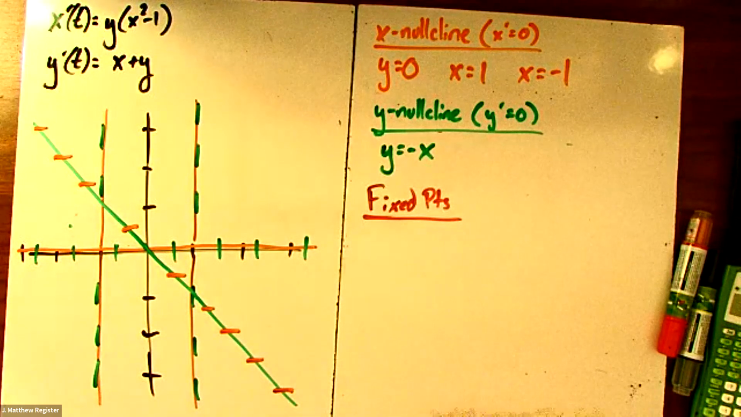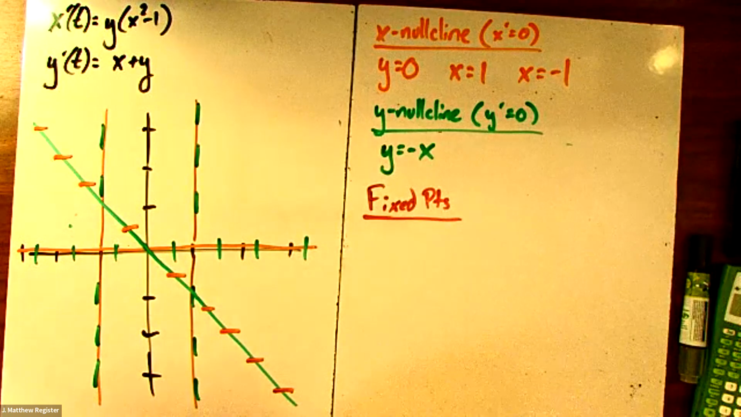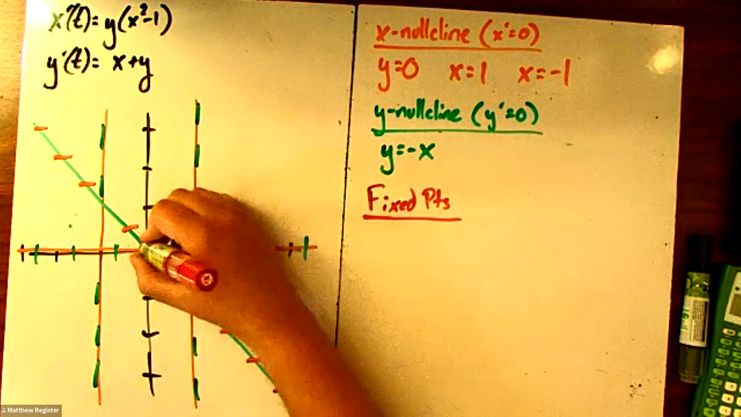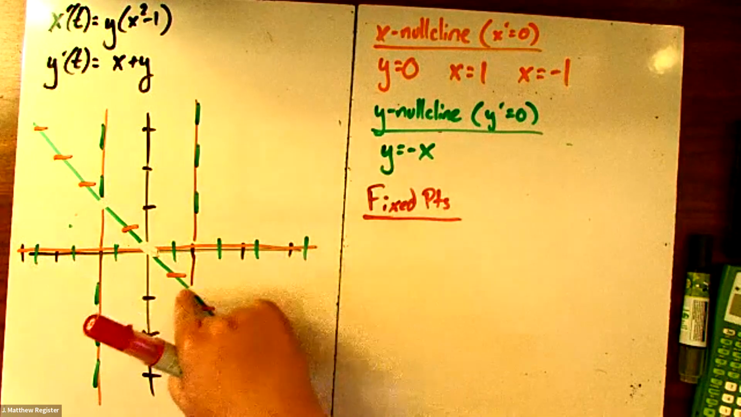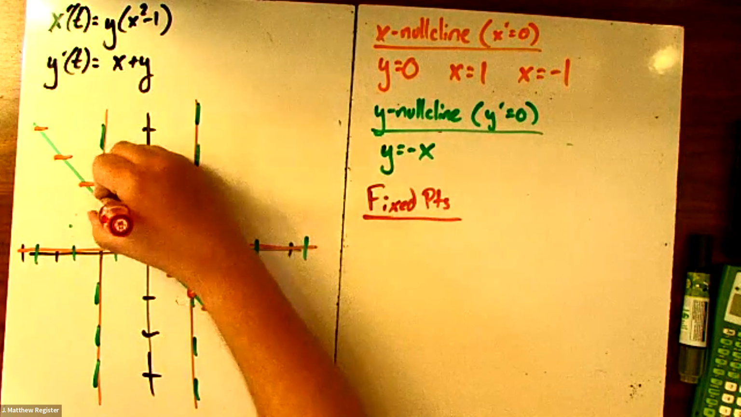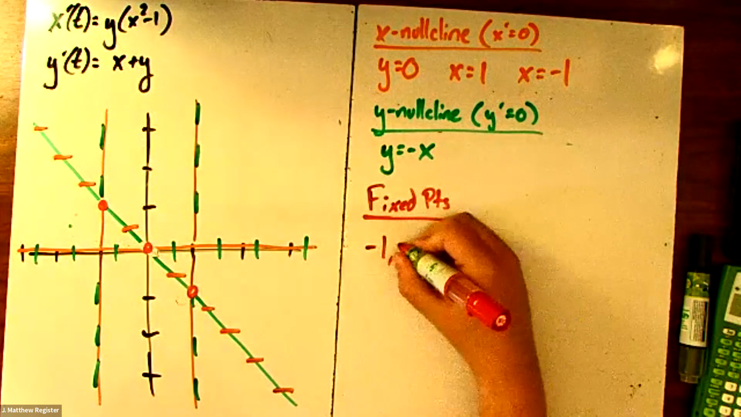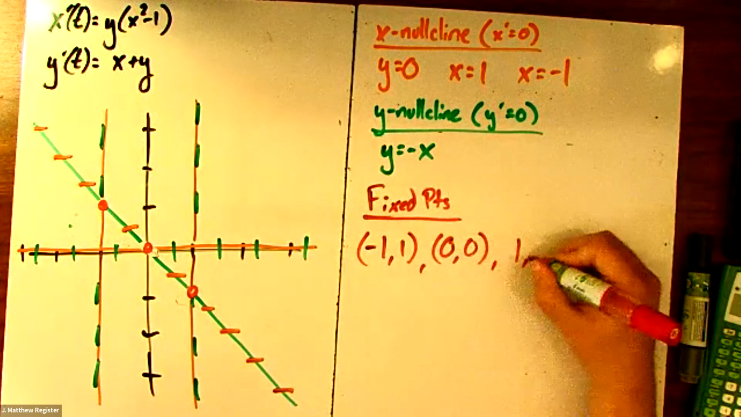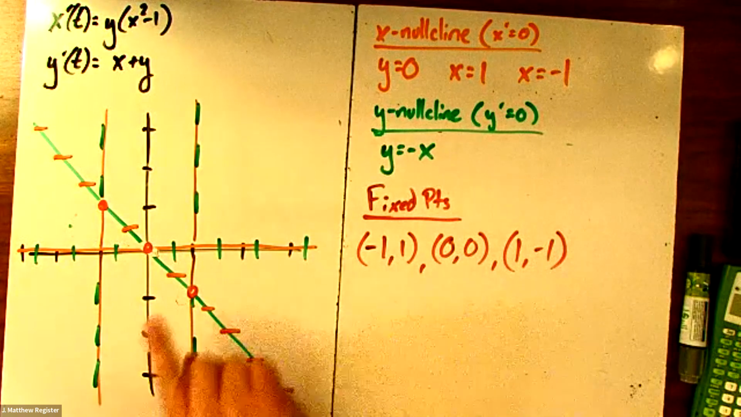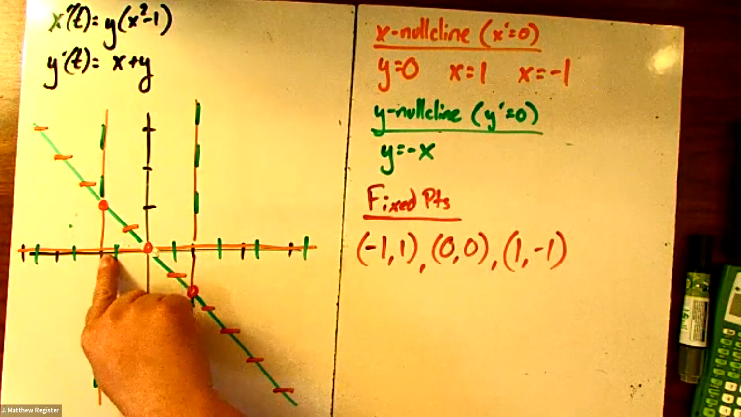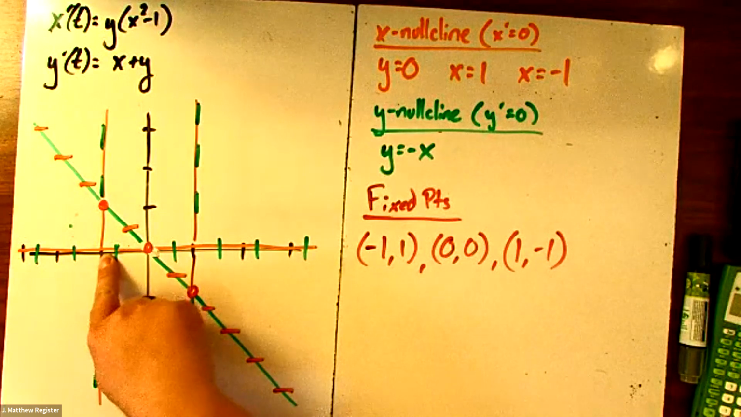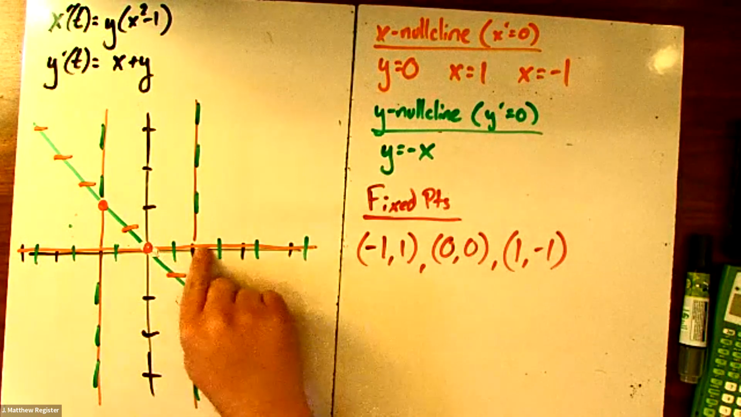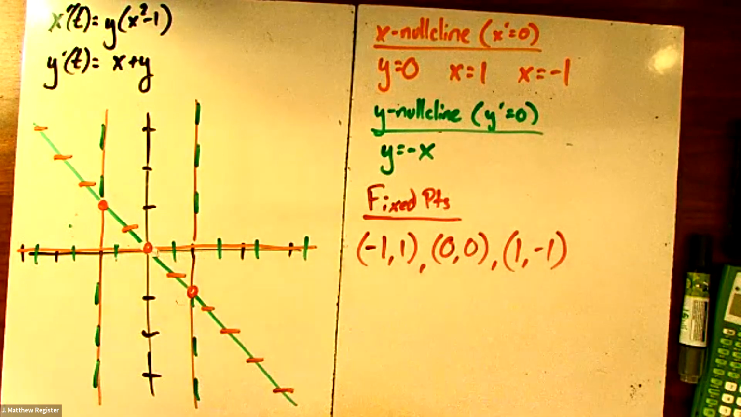Now we just have to figure out where our fixed points are and then figure out what's happening in each region. In this case, our fixed points are where the green and the orange lines cross, and they cross at 3 points: (-1, 1), (0, 0), and (1, -1). These 2 points here we would not include because only the x null line is 0 at these 2 points. The y null line is not 0, so it's only these 3 points which are fixed points. All the interesting stuff is going to be happening around those 3 points.